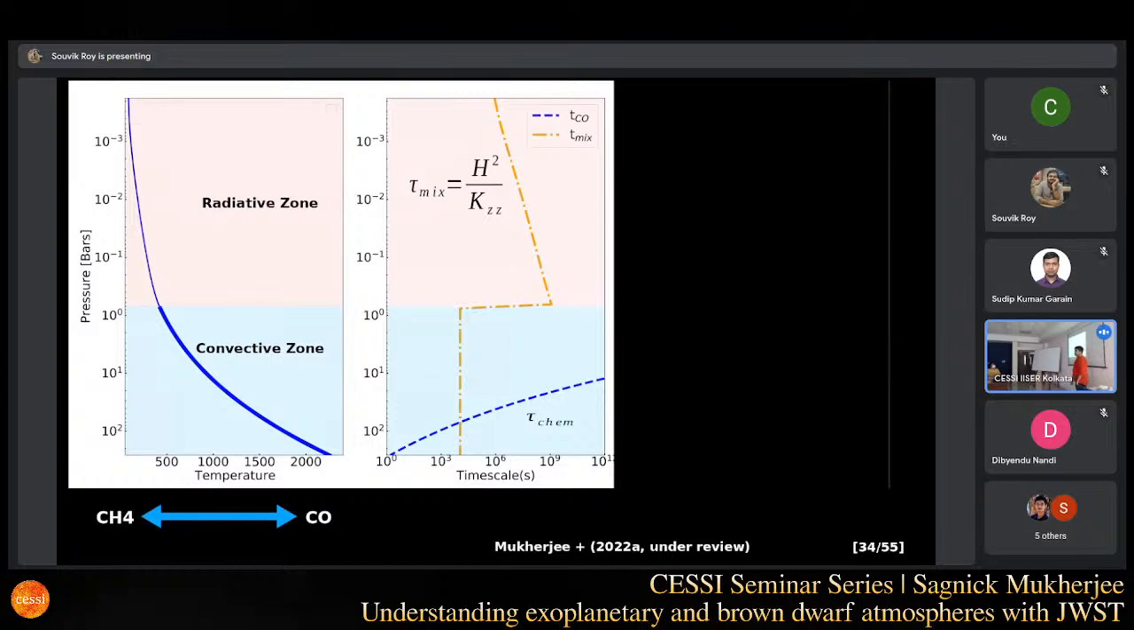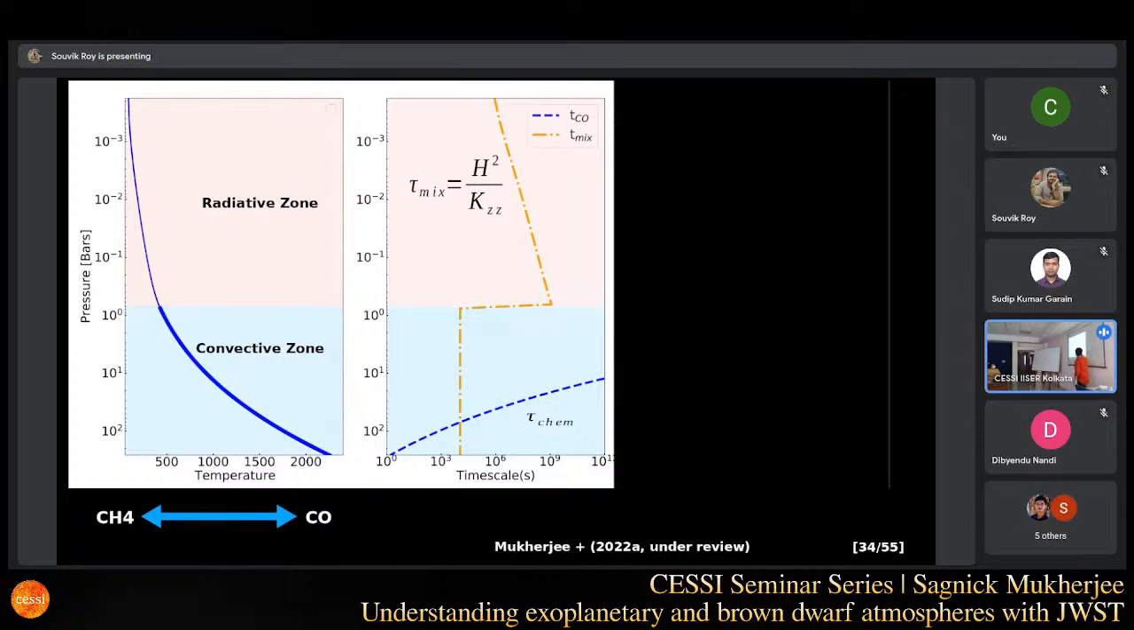Now in the convective zone, you have a lot of convection, so you have a lot of dynamics. So your mixing time scale would be small because things get mixed pretty easily. Whereas in the radiative zone, the mixing time scale would be large because you do not have much dynamics, because most of the energy has been carried through radiation.